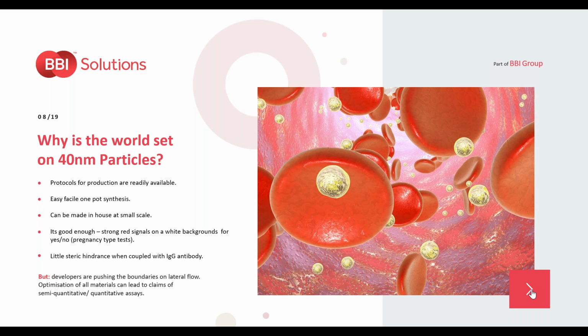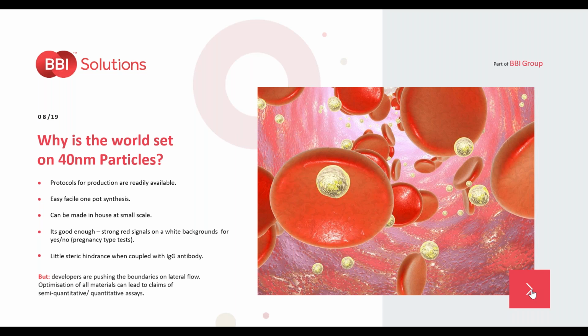The other good thing about a 40 nanometer particle is the ratio of the size of the particle when coupled with an IgG antibody. An IgG antibody is about 8 nanometers in size, and so the two of them together work very well, without the 8 nanometer IgG being overshadowed by the 40 nanometer particle. It doesn't interfere with its activity.